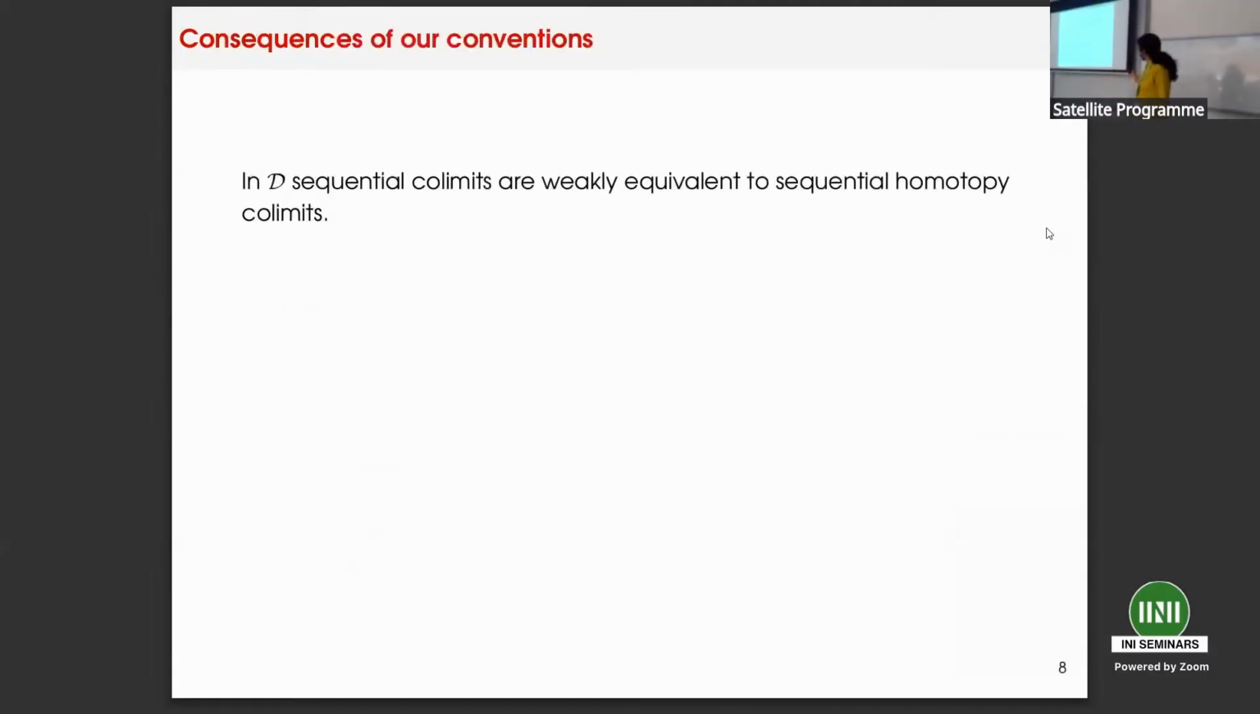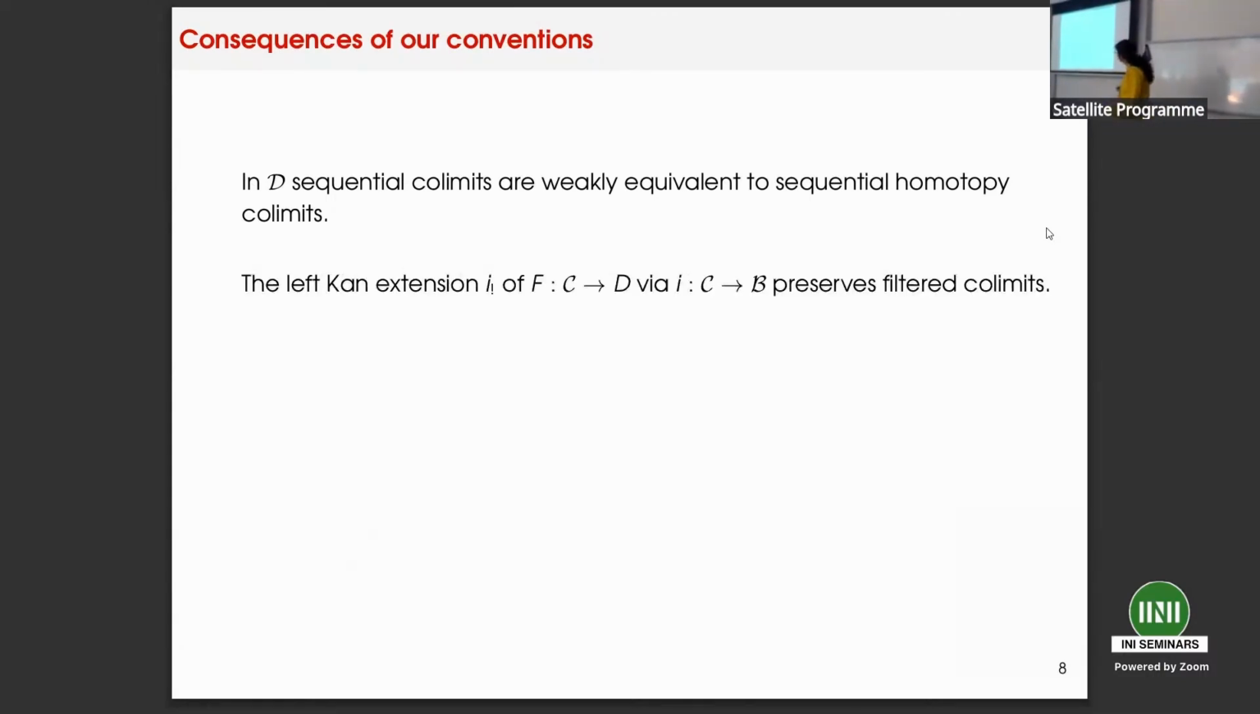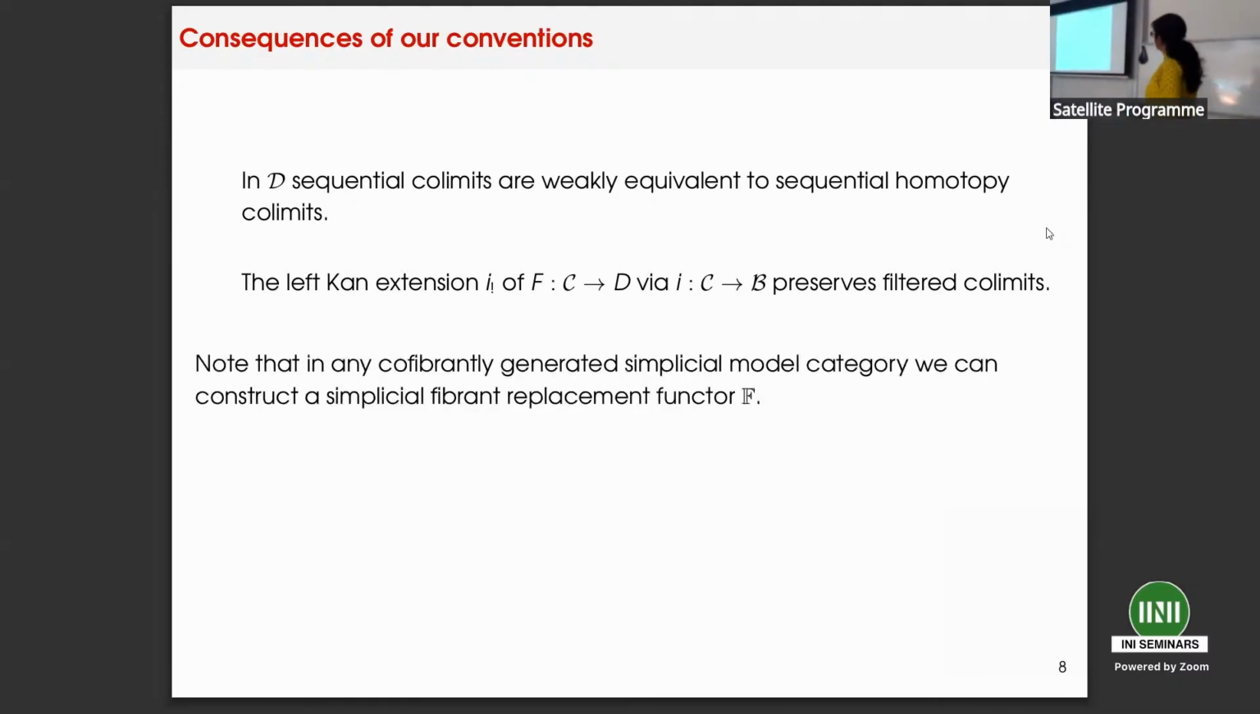Some immediate consequences of these assumptions are that sequential colimits in D will be weakly equivalent to homotopy colimits, and the left Kan extension of any functor from C to D, extending it to a functor from D to D, is going to preserve filtered colimits. These are some technical things that we need.